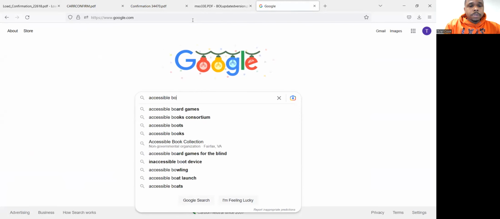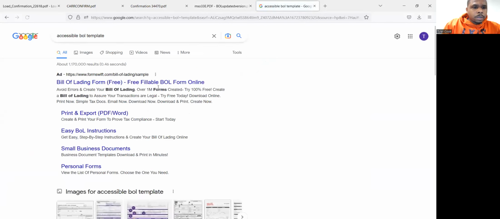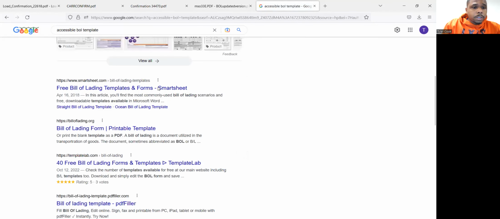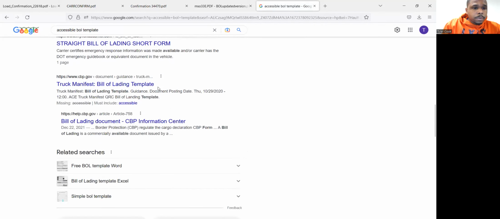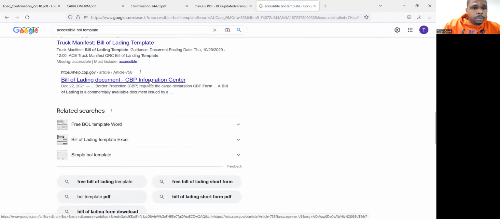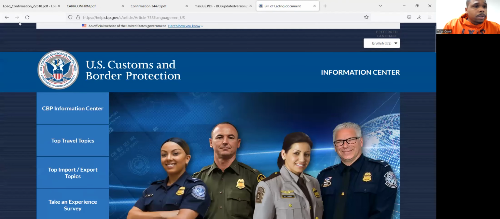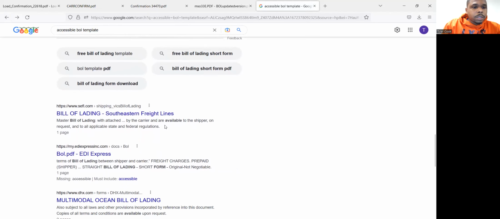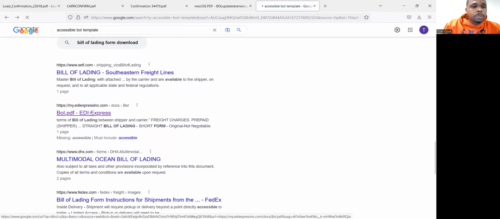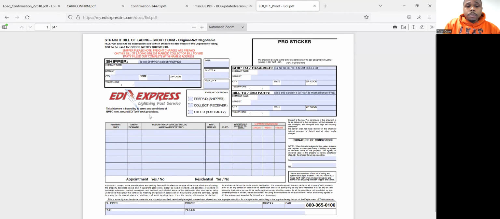So let's do BOL template, let's look at that. They have a whole bunch of them, and you just find one. Let's see what we can find. That ain't it. You're gonna have to get through the flow, because there's gonna be some people that want you to pay and stuff like that. Oh, look, this is perfect. It's a whole different type of BOL.